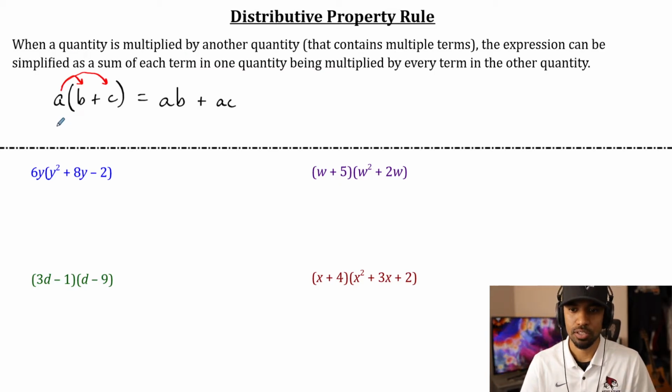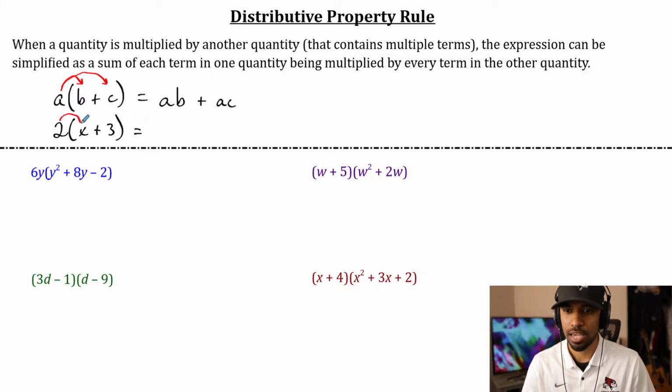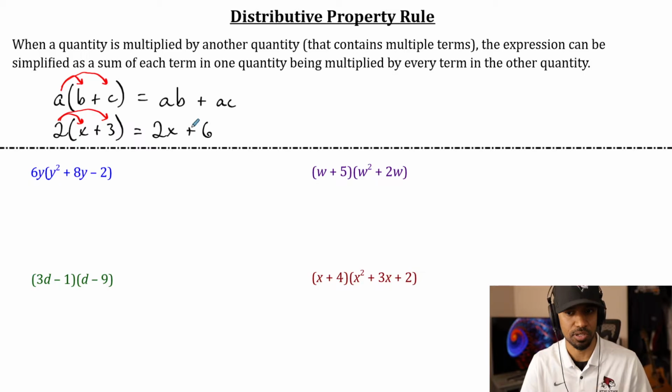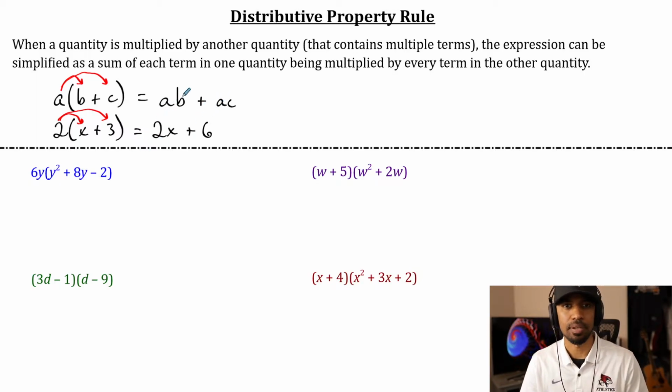Small one, case in point, let's go ahead and do one like this, 2 times x plus 3, okay? If I multiply the 2, I can multiply the 2 with the x and the 2 with the 3, and now I have 2 times x plus 2 times 3, which is 6. 2x plus 6, like that. That's basically what's happening there.